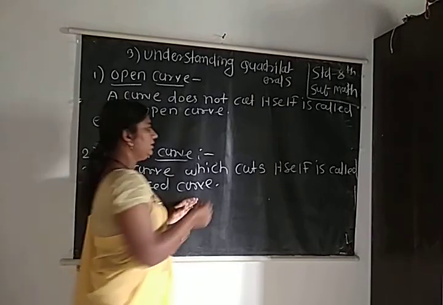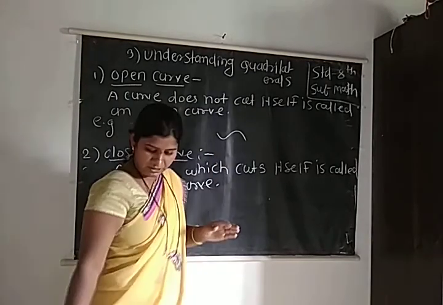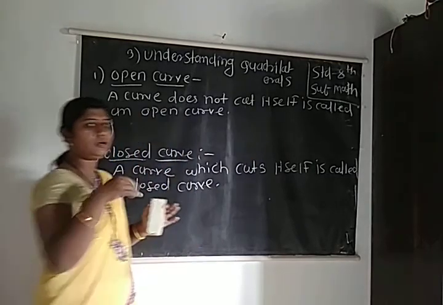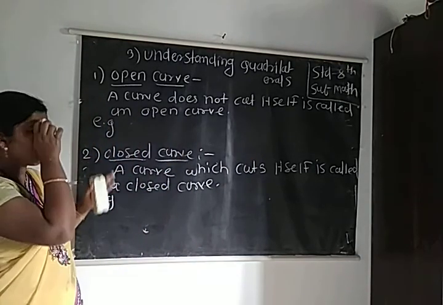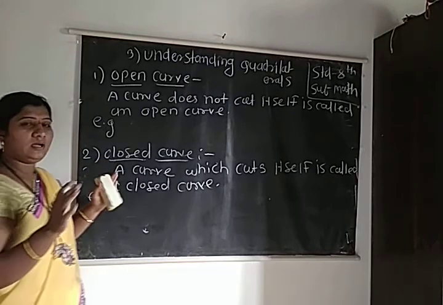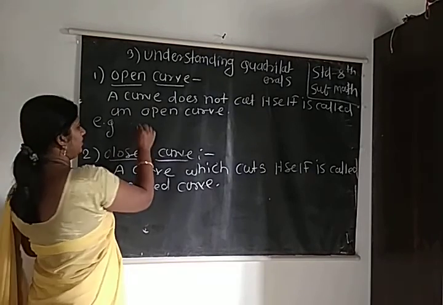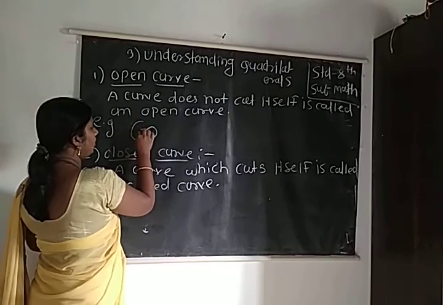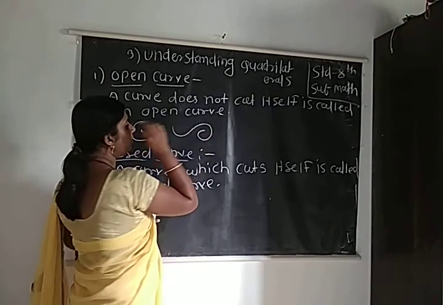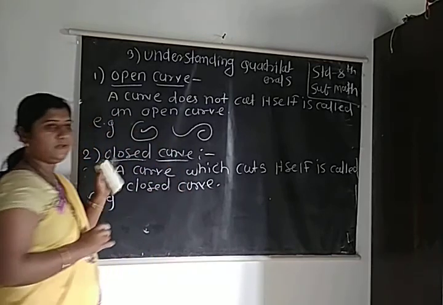You know that this is a curve shape. Curve shape means it is not a straight line, it is in a curve shape. So open curve means what? In an open curve, the two ends never meet each other. So this is the figure of an open curve, and this is also the figure of an open curve.